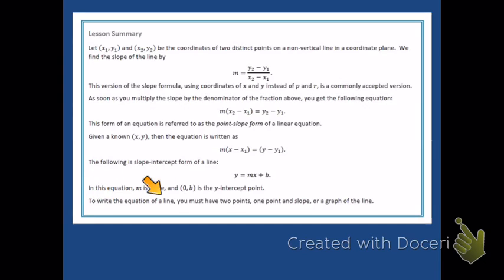So to write the equation of a line, you must have 2 points or 1 point and the slope or the graph of the line. And if you have the graph of the line, of course, you're going to have to find 2 points to write that equation. So you have quite a few tools now to write equations for lines. So you are ready for the exit ticket and problem set for this lesson.